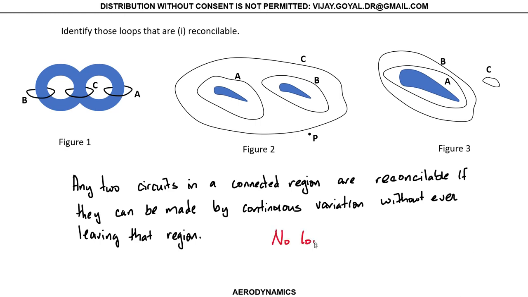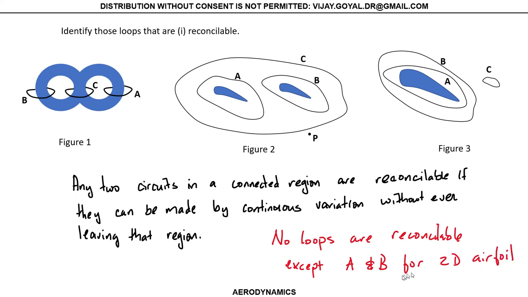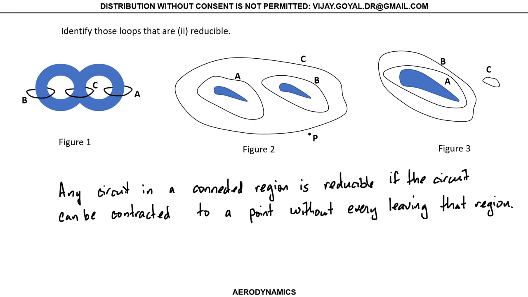Okay, so what I can do is, no loops are reconcilable except A and B for the airfoil. That would be figure 3. Now the second question, the second part of that question, is if they're reducible.